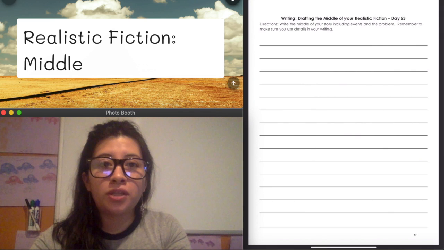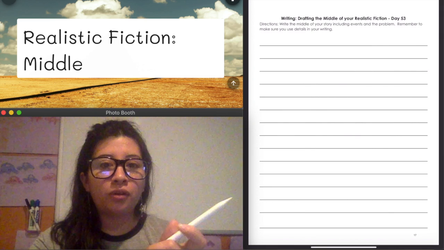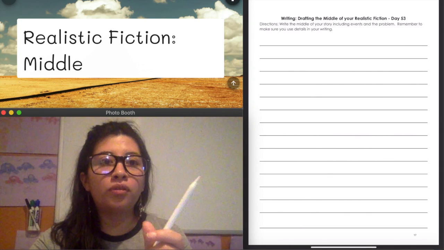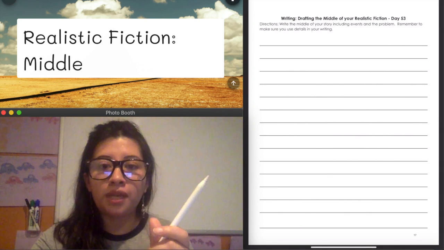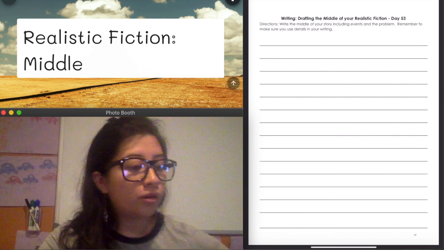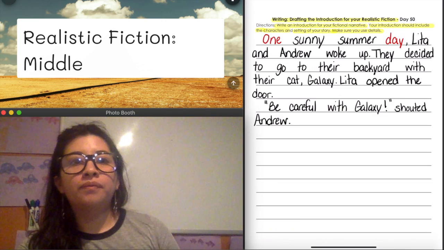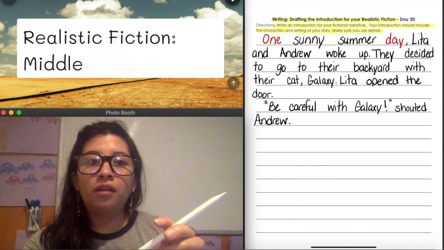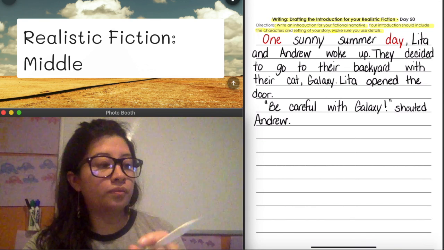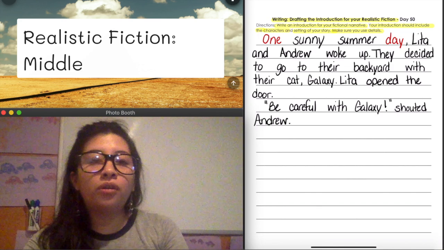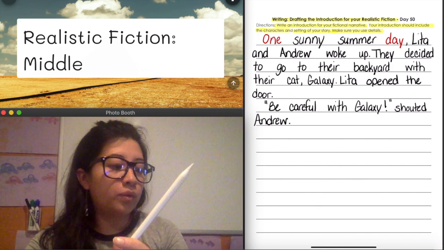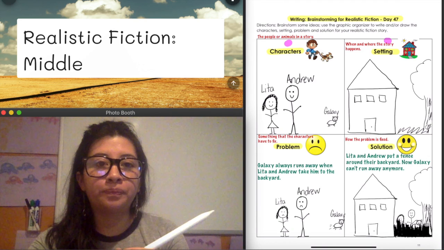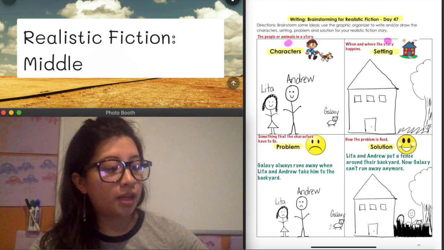So these are the pages that you're going to need. First of all, you're going to need this page right here. It says Writing, Drafting the Middle of Your Realistic Fiction, Day 53. You're also going to need this page. This page is the beginning of your story. This is your introduction. And you're going to need this page, which is your brainstorming page, just so that it reminds you of the problem. All right, let's get started.